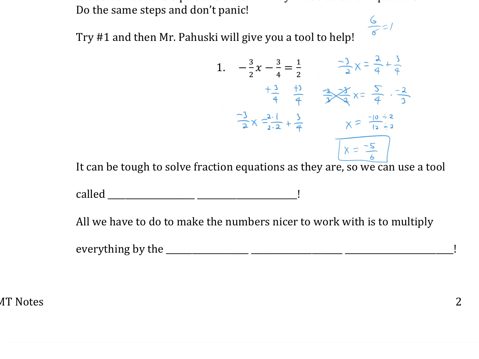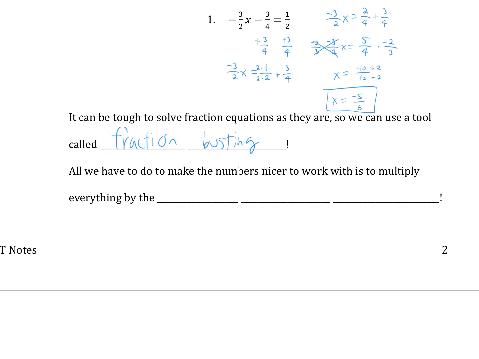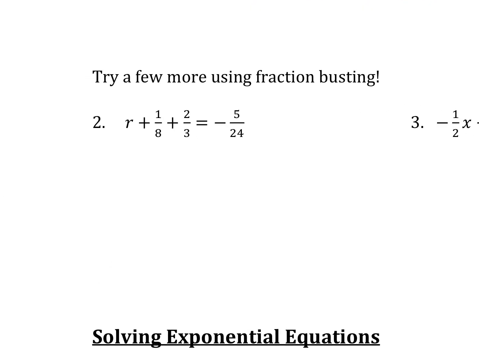So what we teach here is a shortcut to make our lives a little easier. It's called fraction busting. So in the blanks here, put fraction busting. What we need to do is eliminate all the fractions by multiplying by a single number. What we're going to multiply by is the least common denominator. If we multiply by that, it's going to cancel out all the fractions. Okay, so let's do a couple examples here.